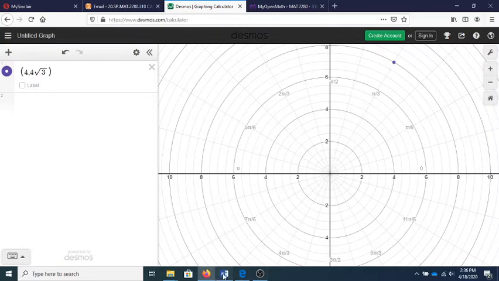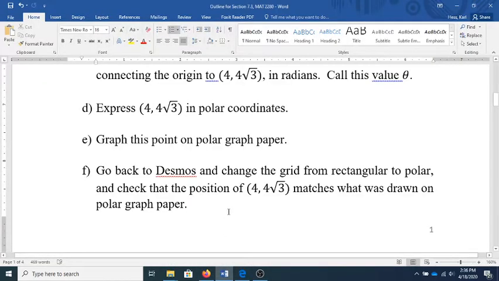Let's go back to our outline once again. That completes part F.